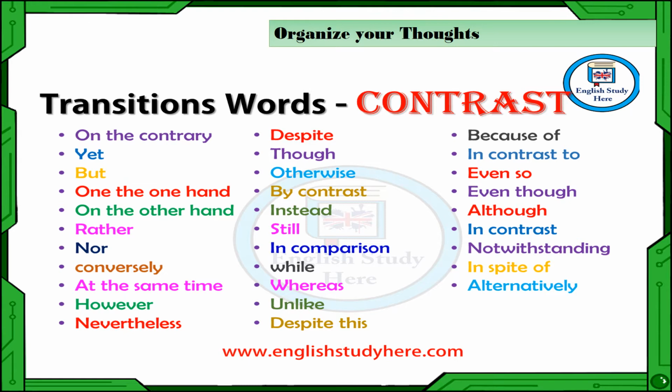So the color differentiation: those words that have the same color have the same function in the sentence, or they mean almost the same. So you can use them the same way. For me, I usually use the words yet, but. On the other hand, I also use rather, however, despite. These are also the commonly used words. Otherwise is always being used.